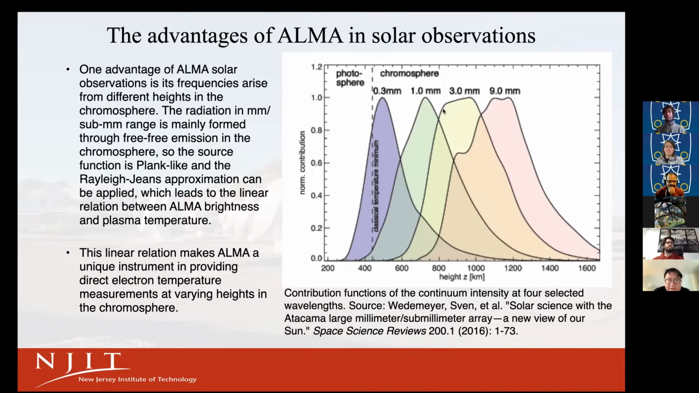The radiation in millimeter and sub-millimeter is mainly formed through free-free emission in the chromosphere, so the source function is Planck-like, and the Rayleigh-Jeans approximation can be applied, which leads to a linear relationship between ALMA brightness and the plasma temperature. It makes ALMA a unique instrument in providing direct electron temperature measurements at varying heights in the chromosphere, just like this figure shows.